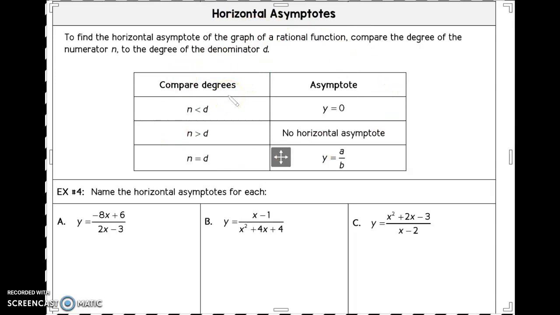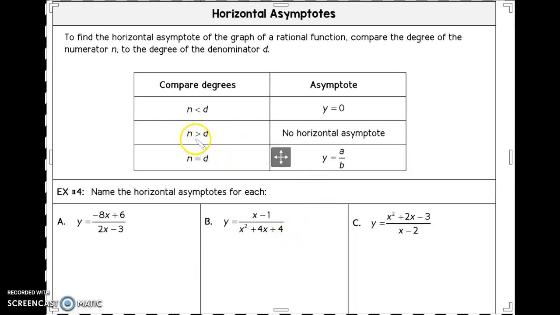Horizontal asymptote, these are your rules, okay? So when n is less than d, what they mean by n and d is the numerator degree versus the denominator degree. So let's look at example 4 here. The highest degree on top is 1. The highest degree on bottom is 1. They both equal each other, correct? So when n equals d, you take the leading coefficients. So in this example, what is -8 divided by 2? -4. So that is your horizontal asymptote, okay?